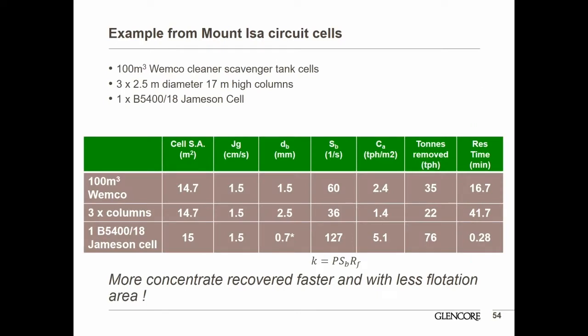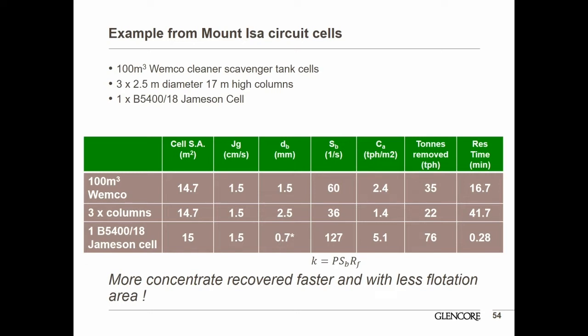So how can this be done in such a small circuit? Well, moving back to the equations we showed on the earlier page, we can see how if you compare these 3 different technologies, the WEMCO cells, the columns, and the Jameson cells, they each have similar surface area. So if you operated each of them at a similar air rate, then you would get different performances simply because of the vastly smaller bubble size in the Jameson cell.